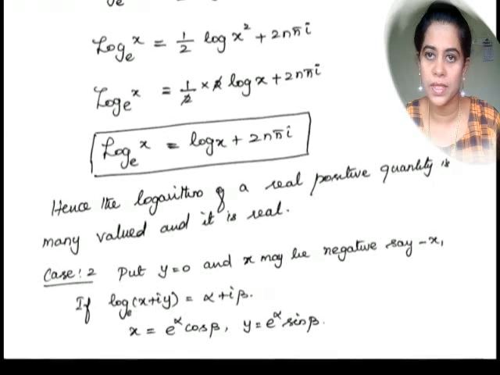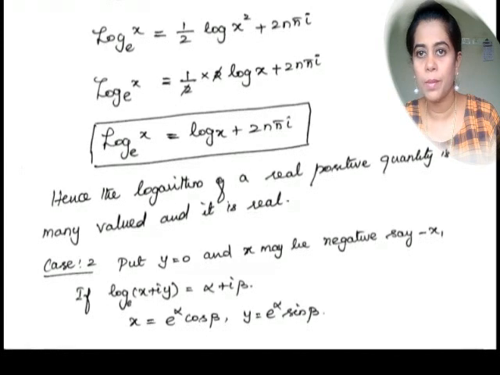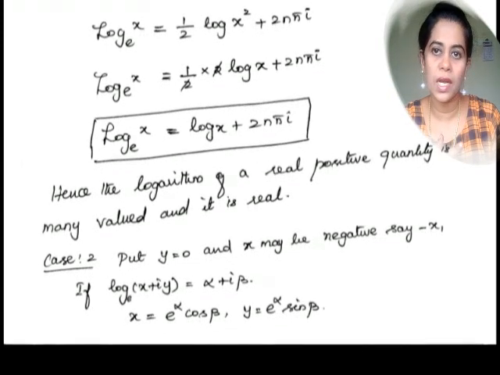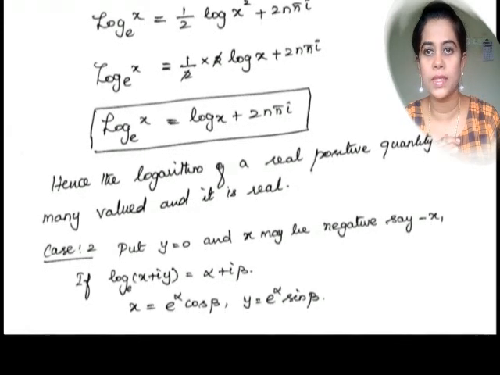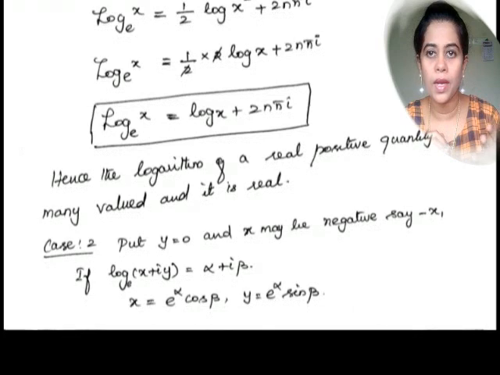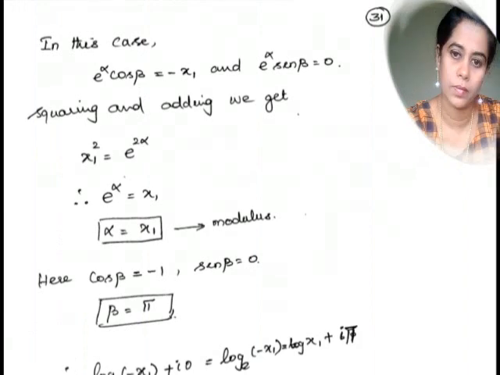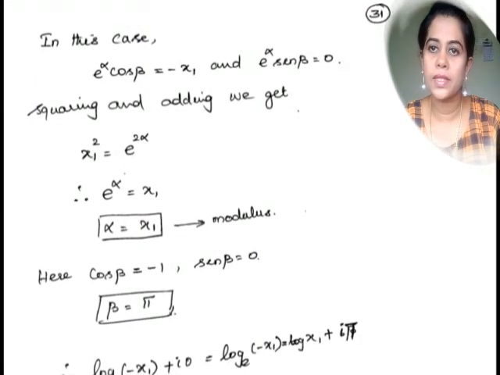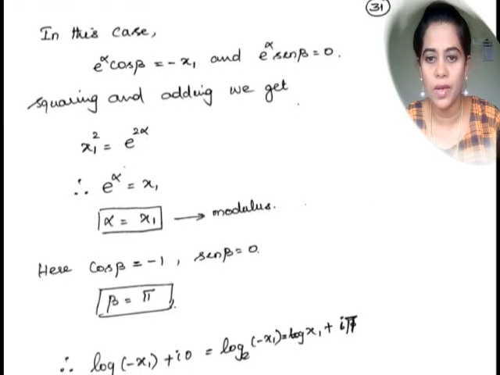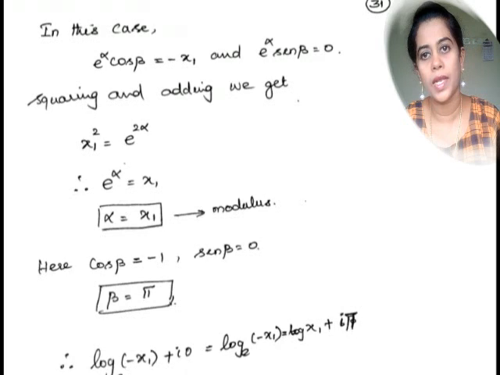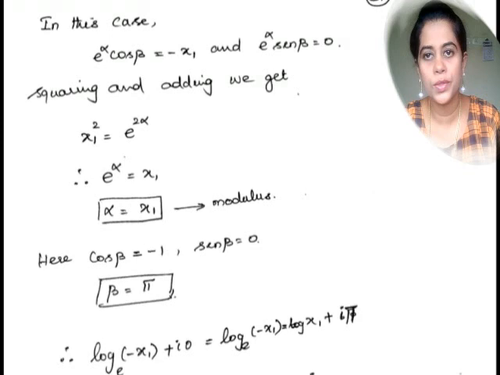What we are getting is x plus iy on the left hand side, and on the right hand side we have e power alpha into cos beta plus i sin beta. So, equating the real and the imaginary portions, we get x is equal to e power alpha cos beta, y is equal to e power alpha sin beta. In this case, what is x? X is equal to, we are considering a negative value, say minus x1. So e power alpha cos beta is equal to minus x1 and e power alpha sin beta is equal to 0. Why is it 0? Because we are assuming y is equal to 0 here.